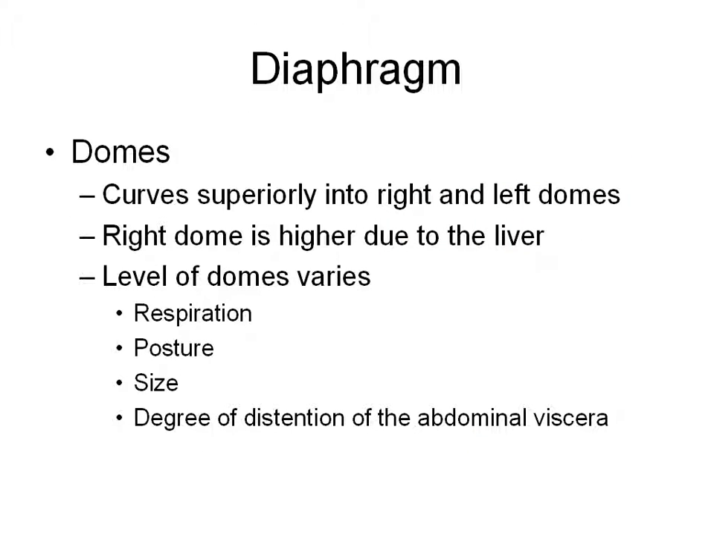The diaphragm has two domes. They curve superiorly, so up towards the head, into a right dome on the right side and a left dome. The right dome appears higher because of the right side of the liver being larger. The level of the dome can vary depending on a few things.